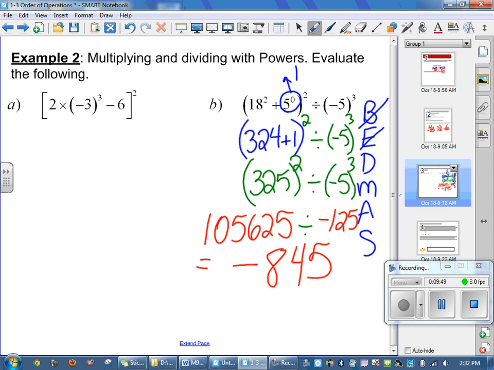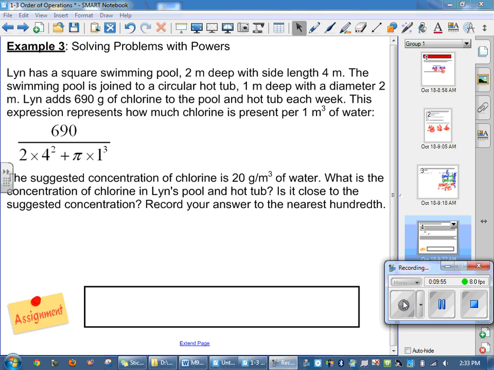Make sure you're practicing. Now we have fractions. It's a problem-solving question, but really, all it's going to tell us is please solve the question. So now we've got a fraction. The way we solve fractions is we do BEDMAS on the top.